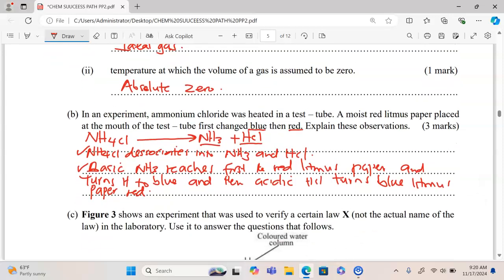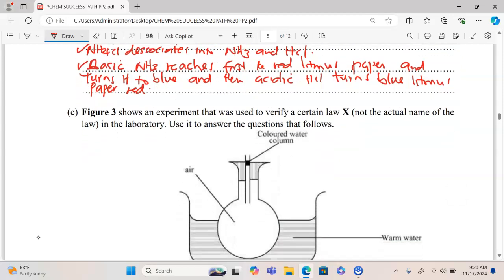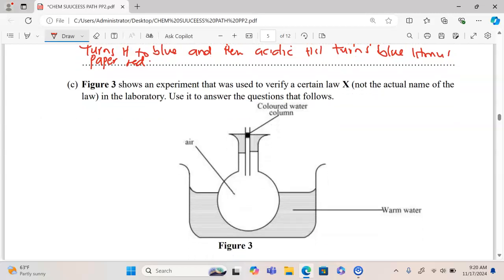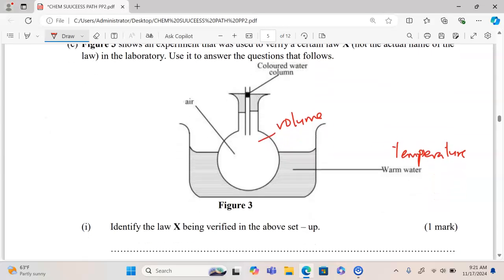We move to part C. Part C reads, Figure 3 shows an experiment that was used to verify a certain law, X. This is not the actual name of the law in the laboratory. Use it to answer the questions that follow. We have the colored water column here. We have the air representing a quantity known as volume in this case because of the space occupied by air. We have warm water here, which also signifies something to do with temperature. So at this point, the law that talks about volume and temperature is known as Charles' law.